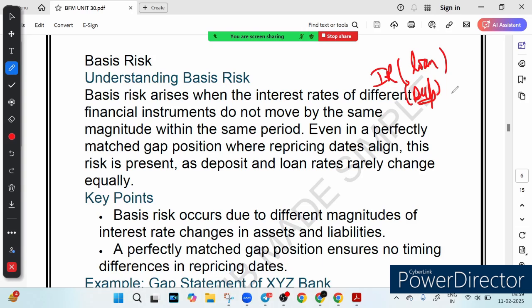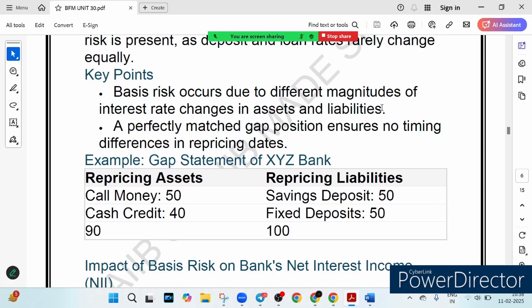Sounds confusing? Let's use a simple example, right? Again I am telling the definition, that the interest rate on loan and the interest rate on deposit don't change by the same amount, even if their repricing happens at the same time. So they are being repriced at the same time, still the values are not changing equally. So friends, let me give you an example to clearly understand this basis risk.